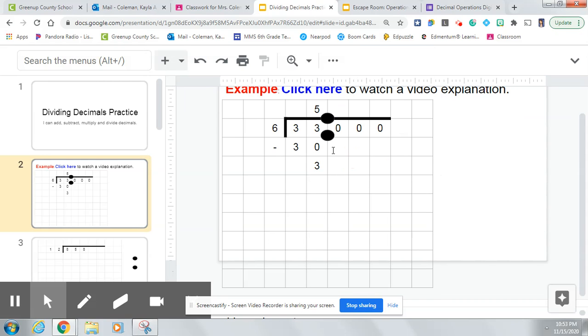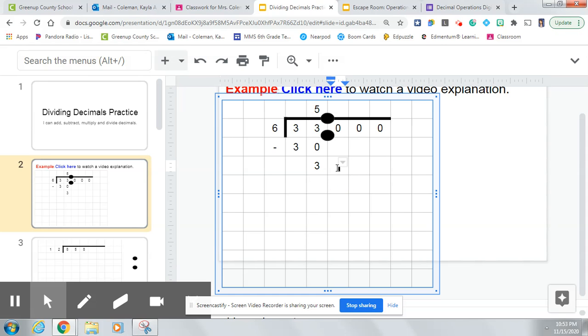Okay. Then I have to bring the 0 down, and I'm going to have 30. So then I'm going to ask, how many times does 6 go into 30? It goes into it 5 times exactly. I'm going to put 5 above that 0 that I just brought down. If I multiply 5 times 6, we're going to get 30. Bring the 30 down. We subtract 30 minus 30, and we get 0.